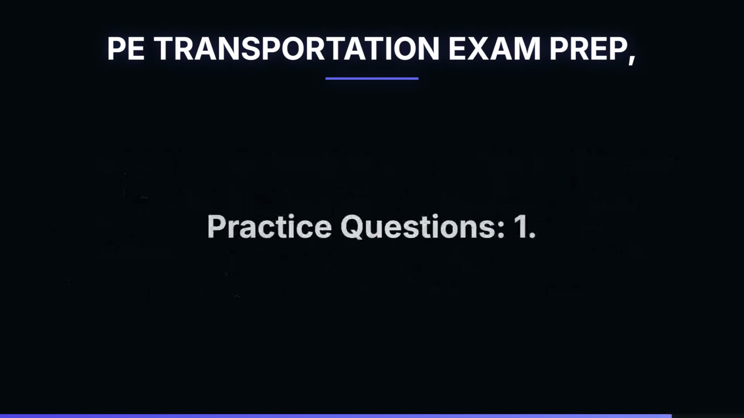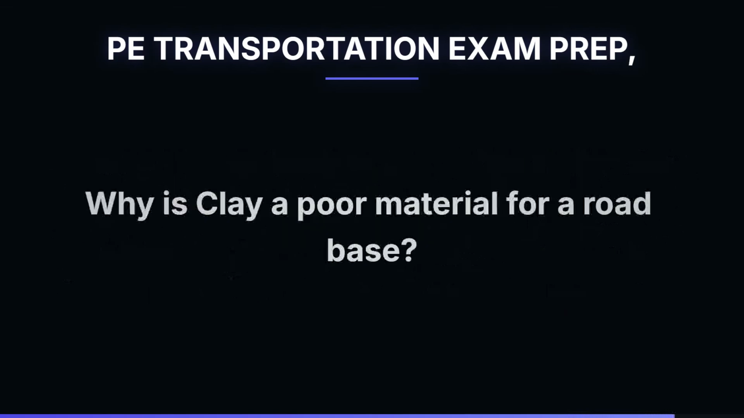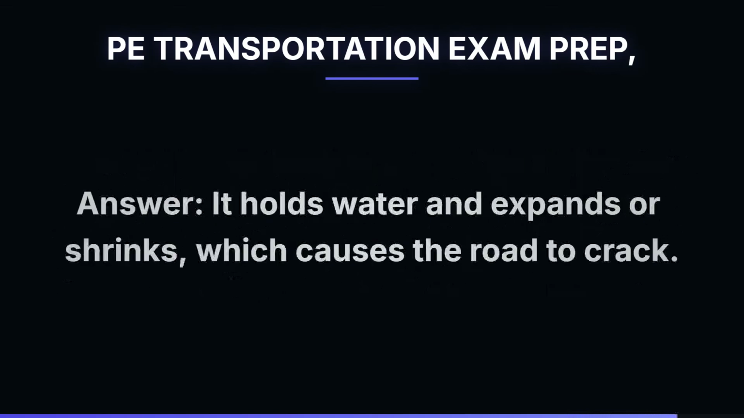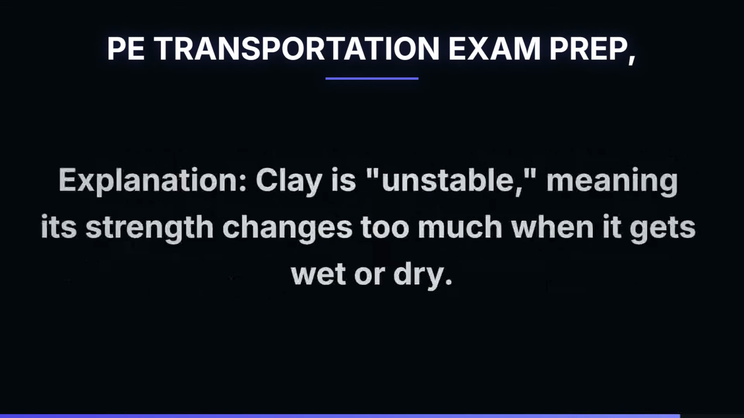Practice questions. 1. Why is clay a poor material for a road base? Answer: it holds water and expands or shrinks, which causes the road to crack. Explanation: clay is unstable, meaning its strength changes too much when it gets wet or dry.